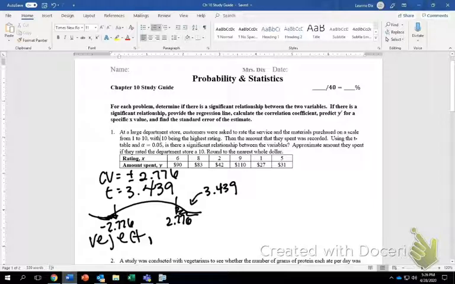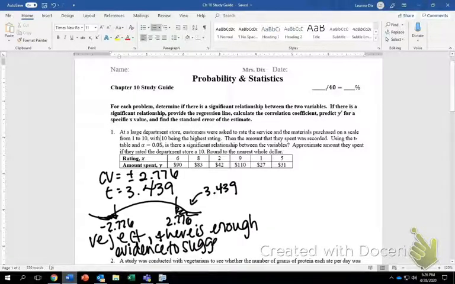And because we rejected, we can summarize it by saying there is enough evidence to suggest a linear relationship. That was my whole goal. For each problem, I had to determine if there is a significant relationship between the two variables. I have found there is a significant relationship between these two variables.